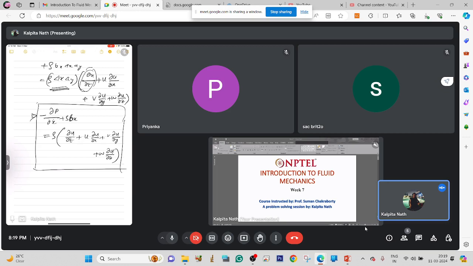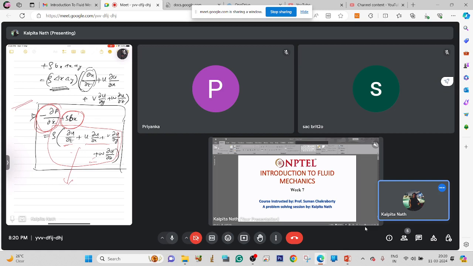So there will be one, the pressure differential term, another will be the body force, and another will be the acceleration part, where there will be the temporal part and the advection part, right? Now this Euler equation will help us to track the motion change along the x direction.